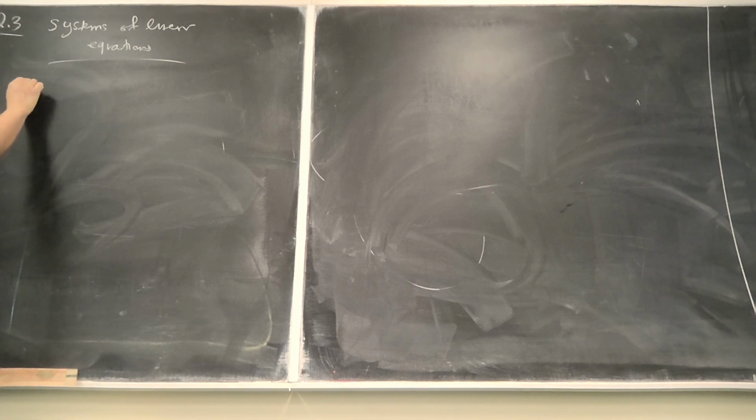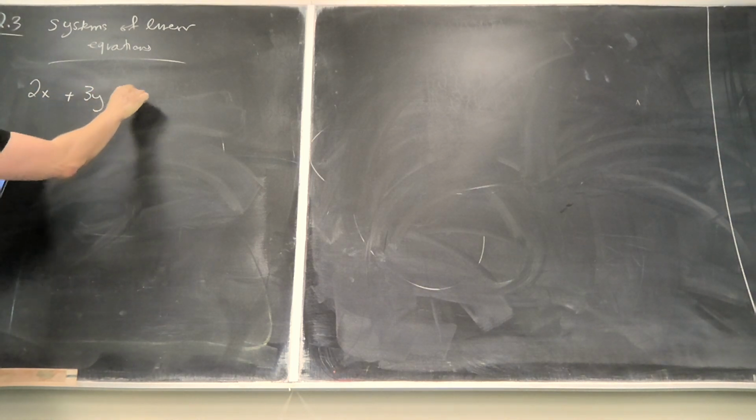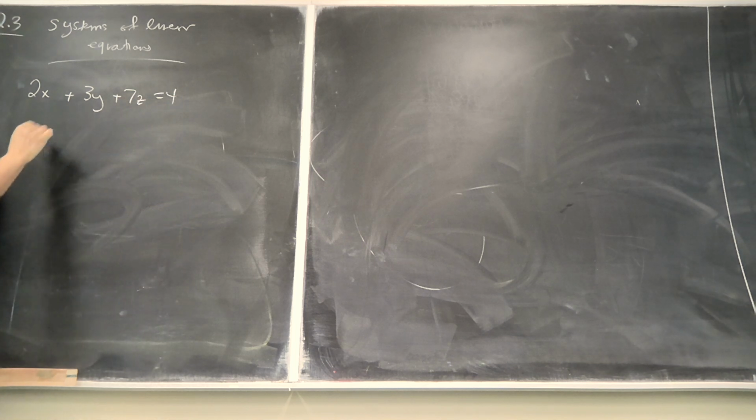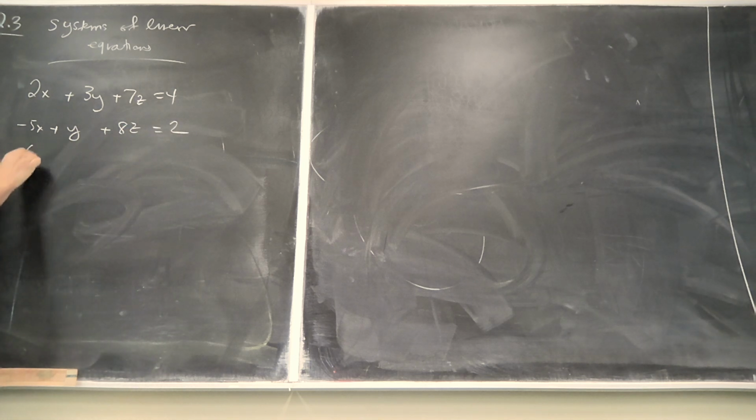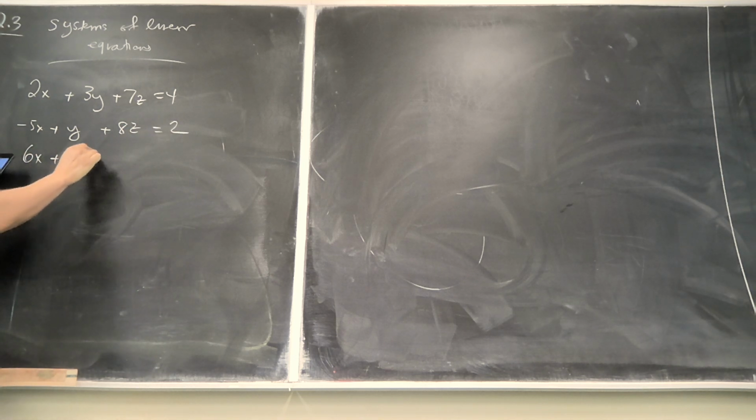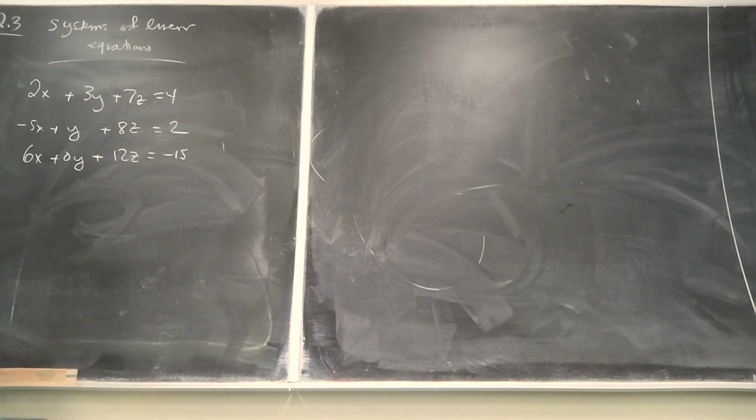This probably makes your brain itch a little bit, but you've seen stuff like 2x plus 3y plus 7z is equal to 4, minus 5x plus y plus 8z is equal to 2, 6x plus 0y plus 12z is equal to minus 15. You in the past would have learned lots of methods for working with things like this.